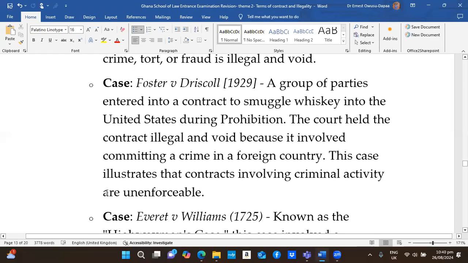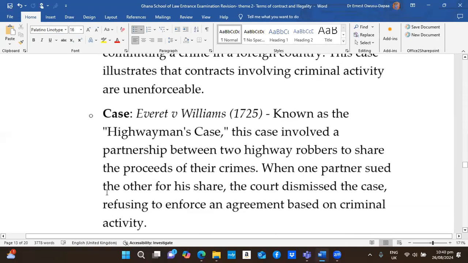We know the old case of Foster v Driscoll, for example. You know it from your LLB days. Those who like whiskey, there was a contract to smuggle whiskey into the US, and at the time that this contract was made, there was a strict prohibition regime in force. So the court eventually took the view that the contract was contrary to public policy because it also sought to commit a crime in a foreign country. So that is another thing. Where there's also a contract for you to commit a crime in a foreign country, especially where the country is not at war with Ghana, that would also be considered as being illegal, as it were.